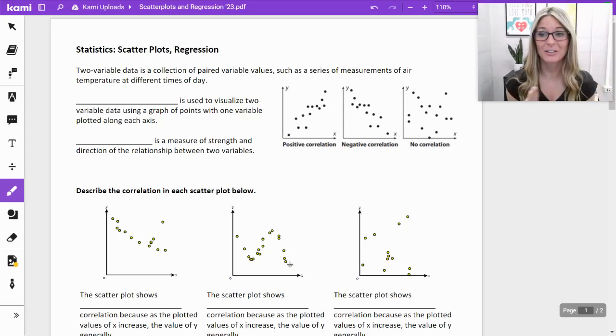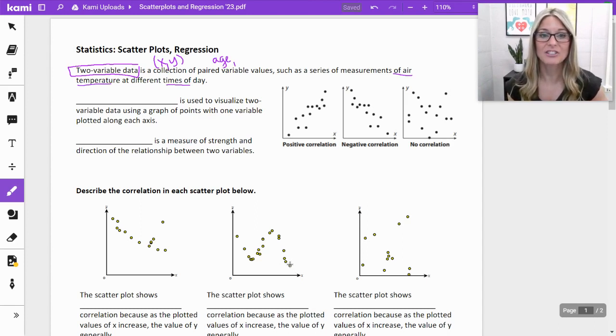Today, we're going to look at your last lesson in Algebra 2 over scatter plots and regression. So now we're talking about two variable data, which is collected as paired variables, such as a series of measurements of air temperature at different times of the day. So we're talking about two things being measured. Here it mentions air temperature versus times of the day.